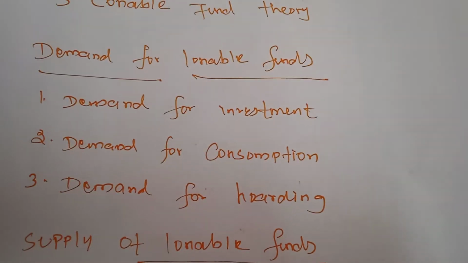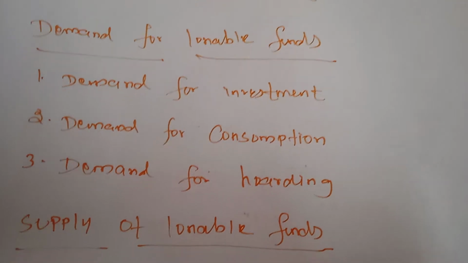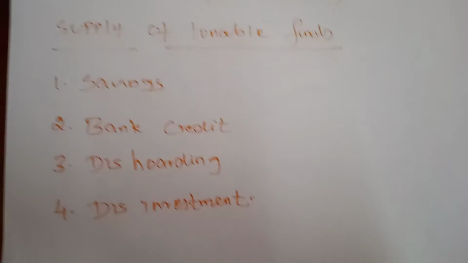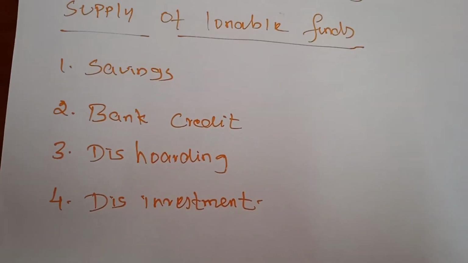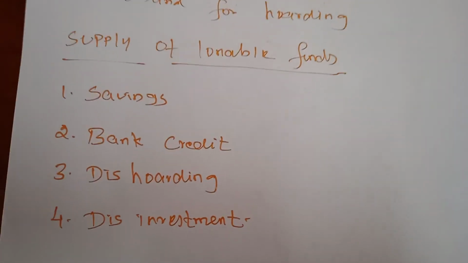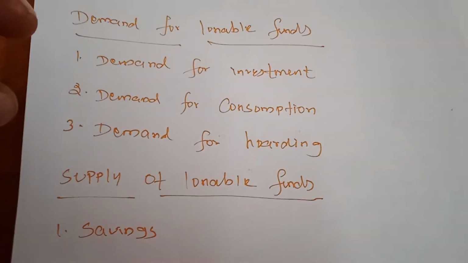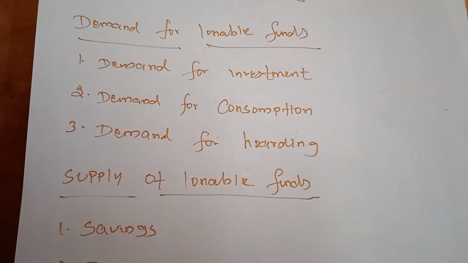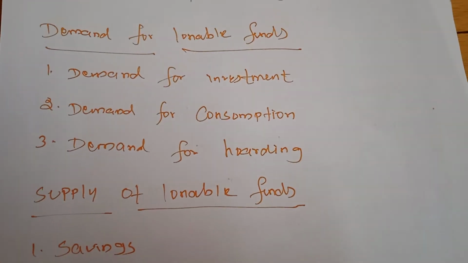The demand for loanable funds depends upon the demand for investment, demand for consumption, and demand for hoarding. Likewise, the supply of loanable funds depends upon savings, bank rate, dishoarding, and disinvestment. Where and when the equilibrium point is met between the demand for and the supply of loanable funds will determine the interest rate.